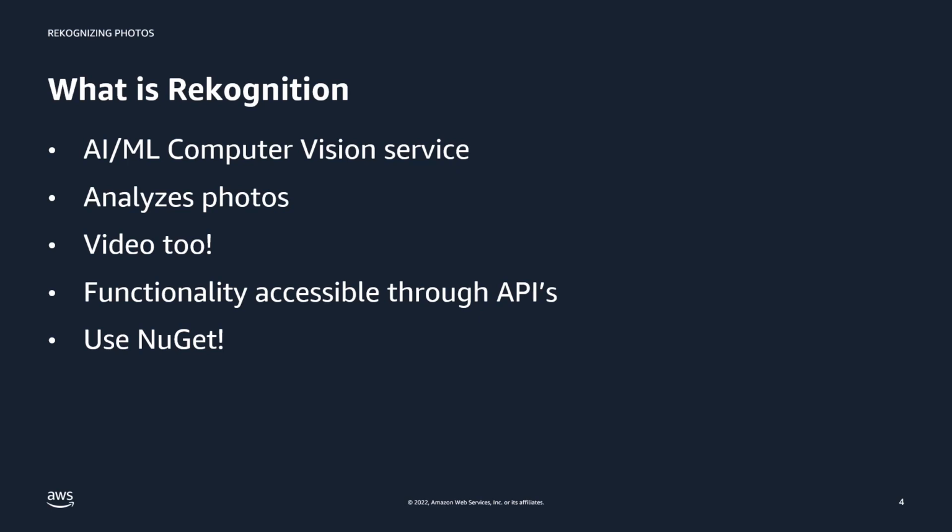Rekognition allows you to bring that computer vision to analyze photos and videos too. Everything that we're going to talk about today is accessible directly through APIs. And if you're a .NET developer, you can use NuGet to add this functionality into your applications.